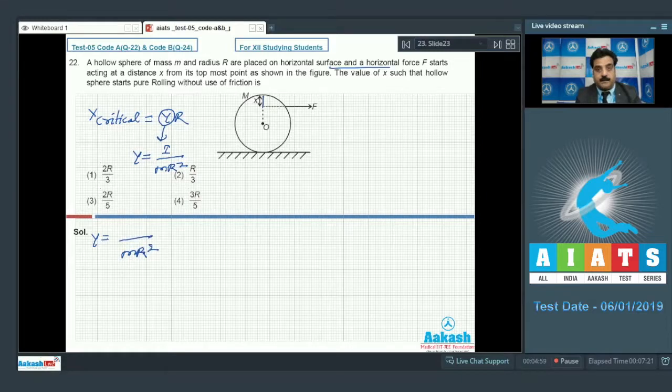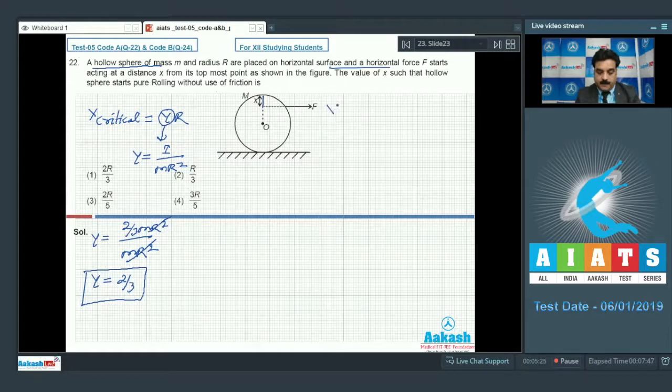Suppose in this case gamma is equal to I upon mr square. I need I, but how will you calculate it? You know a hollow sphere is there. So I am going to use the moment of inertia of the given body, that is the hollow sphere. So we'll write 2 by 3 mr square. So you have the value of gamma, 2 by 3. What will be the advantage when you find the value of gamma? We'll see. Gamma is 2 by 3.